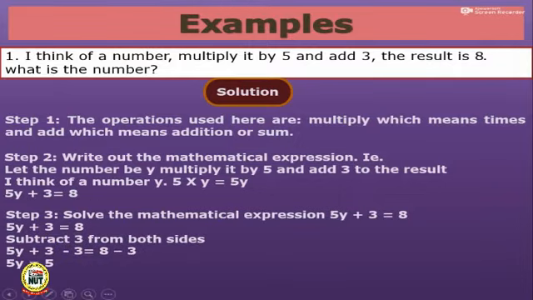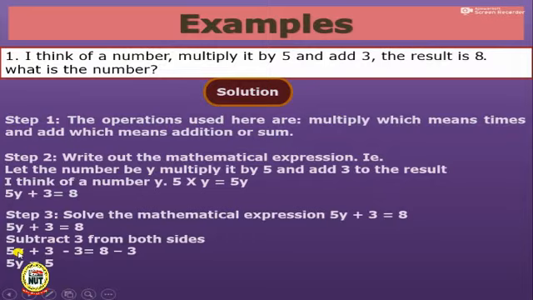Good. Now since 3 is the term on the same side with the unknown, which is 5y, and it is plus 3, we're going to be subtracting 3 from both sides. You do the opposite. If you have plus here, you subtract. And if you have subtraction here, you do what? You add. But since the question says plus 3, we shall be subtracting 3 from both sides.